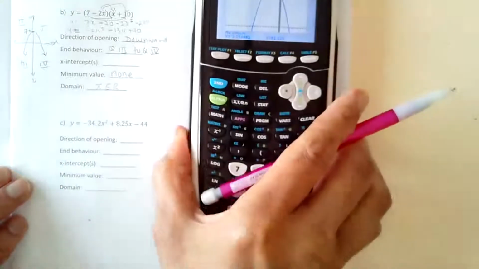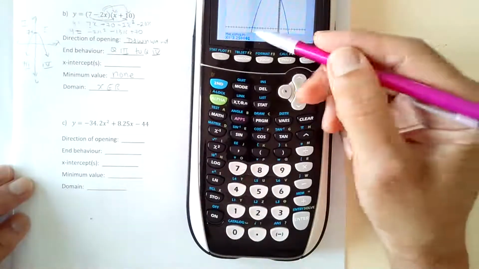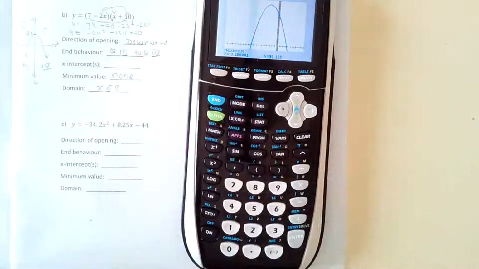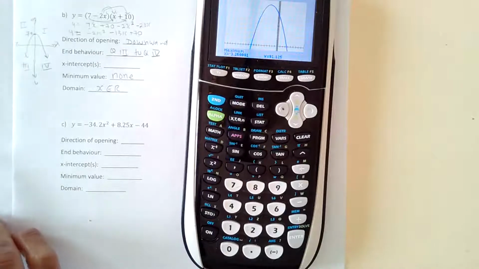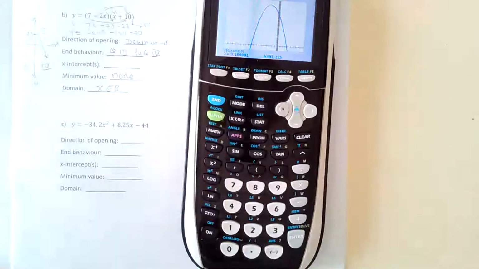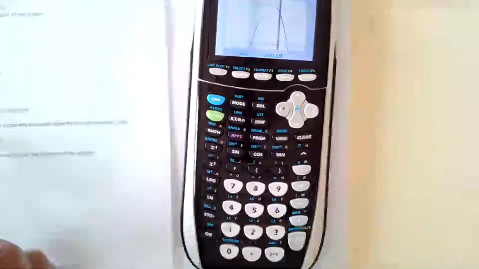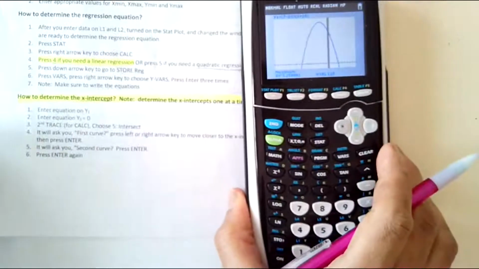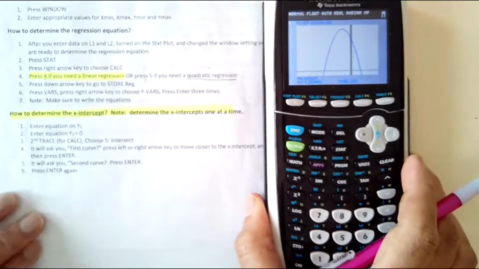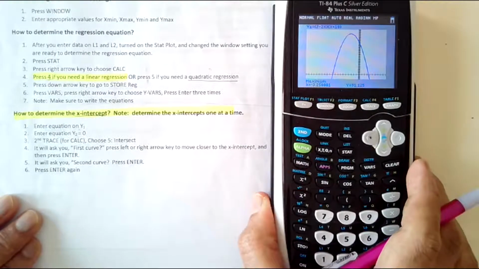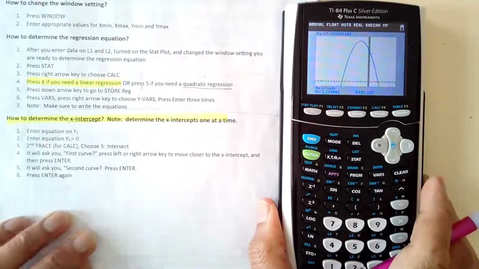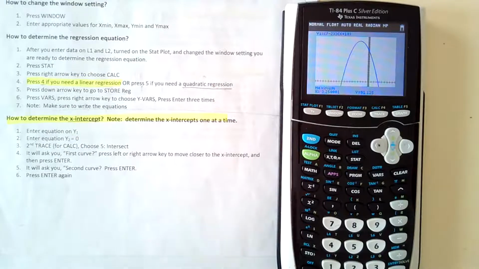Now, the x-intercepts, what we need to find? We need to find these two x-intercepts. There are two. To find your x-intercept, we've done it before, but you go back to your instructions from when you were using it to find the intercept for the linear regression. So it's the same process, and I'll show you how to do it in Desmos also.